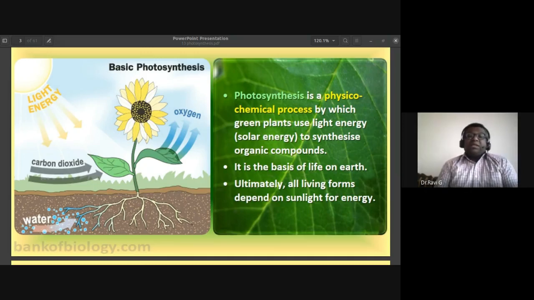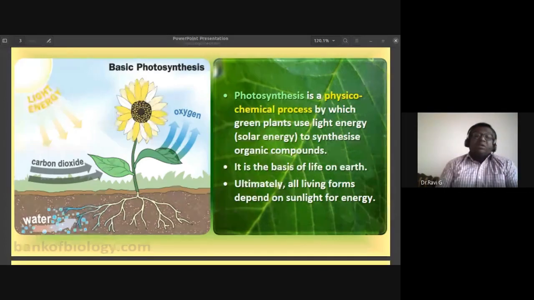So carbon dioxide and water are going to fuse in presence of light energy, in presence of chloroplast, and they are going to form glucose. In the process of photosynthesis, oxygen is liberated. So we should understand about that.